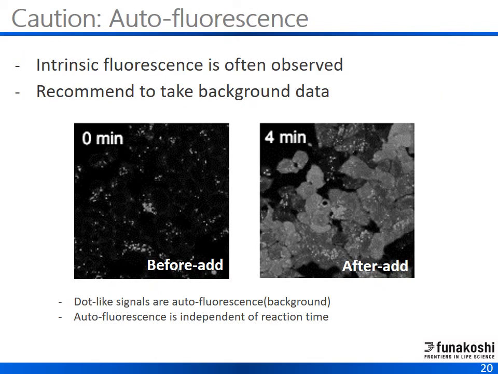The second caution is autofluorescence. When using FaoBlue, please be aware of autofluorescence. Dot-like signals are considered to be intrinsic fluorescence. Cells will often autofluoresce around 400 nanometer wavelength as excitation and fluorescence. We recommend taking data before adding FaoBlue and use it as background when observing fluorescence signals.